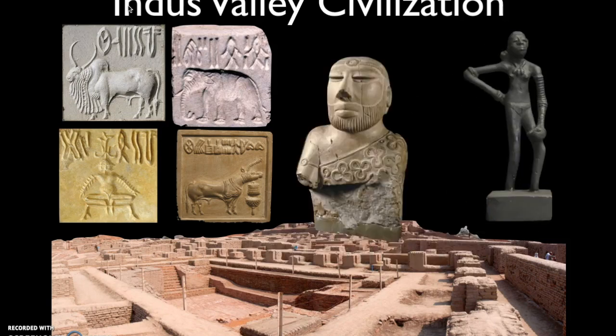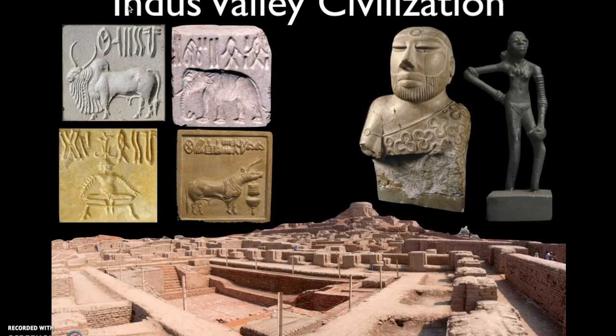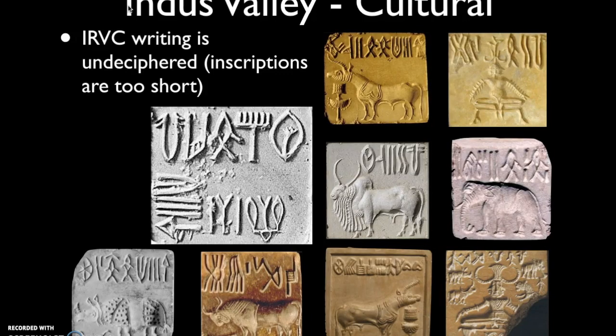They also discovered these very unique sculptures, excellent art for that particular time, but it left a lot of questions, like who are these people that are being depicted in these sorts of pieces? So one of the reasons why the Indus River Valley civilization is so mysterious is because its writing is undeciphered.